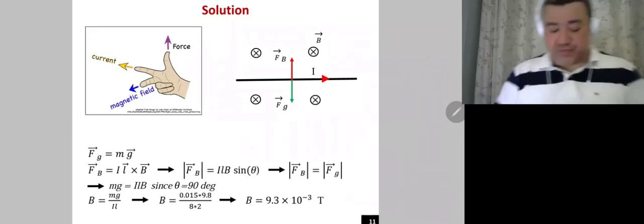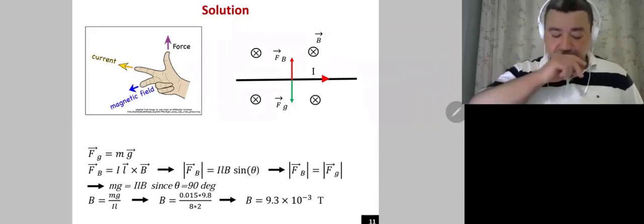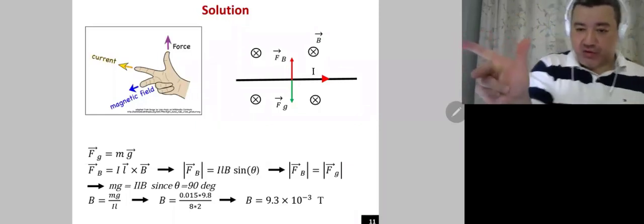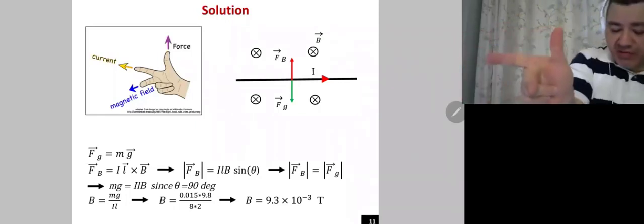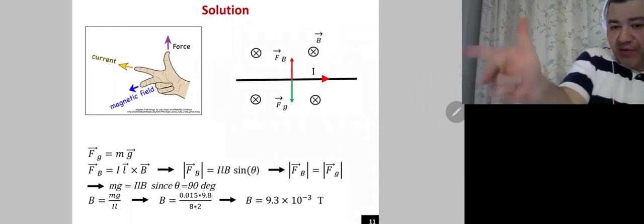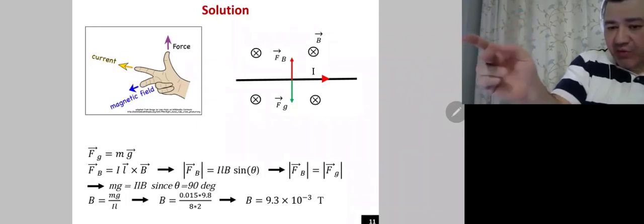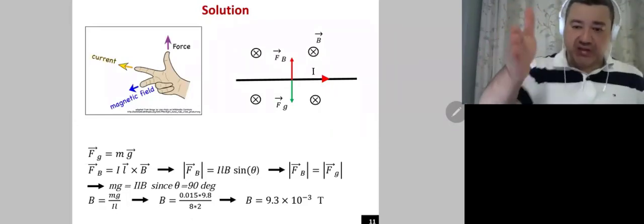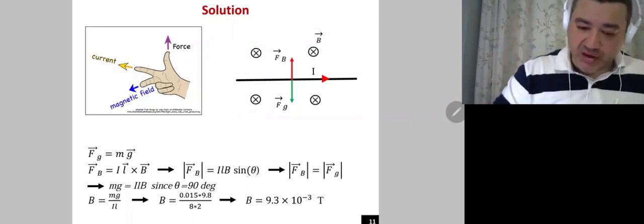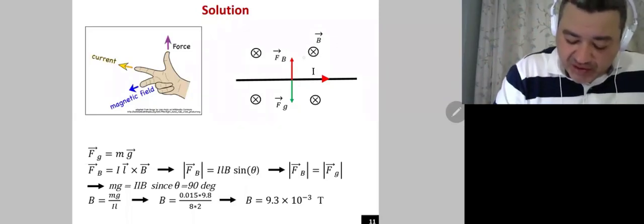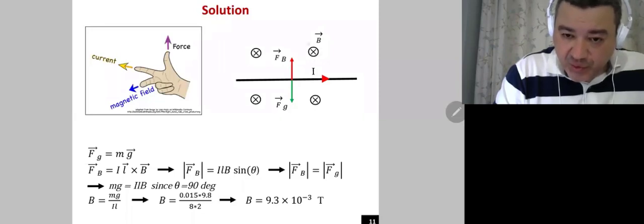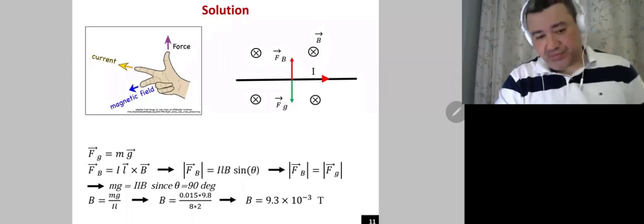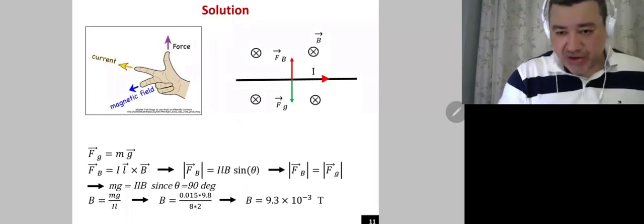So let's look here using the right hand rule. If I have the current going in this direction, I have the force pointing up to oppose the gravitational force, then this finger should be pointing toward the magnetic field, which is entering the screen. That's why we had the magnetic field here, as you can see, pointing into the screen. So that's the direction of the magnetic field.